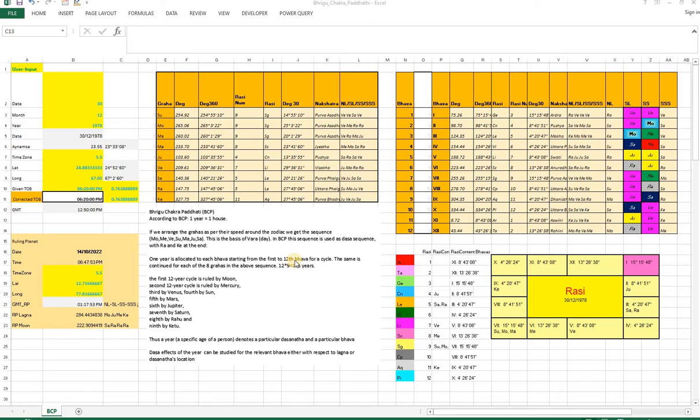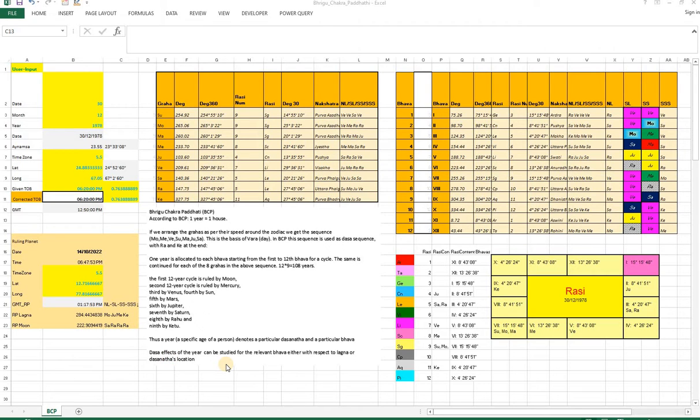You are going through all the 12 bhavas, and you are going to do it for each of the grahas. So first you give the first 12 years to Moon, the next 12 years to Mercury, the third 12 years to Venus, and so on and so forth. That's the way, that's a year. Any specific age of a person would denote a particular dasanatha. If you are at some age, this would be the dasanatha, and a particular bhava. Based upon these two pieces of information, you read the dasa effect.